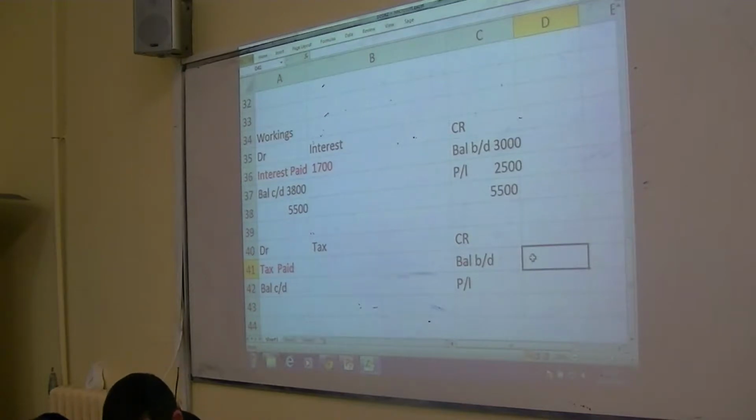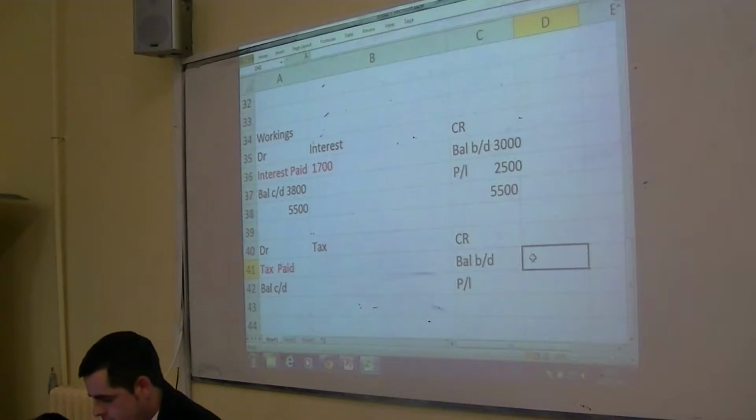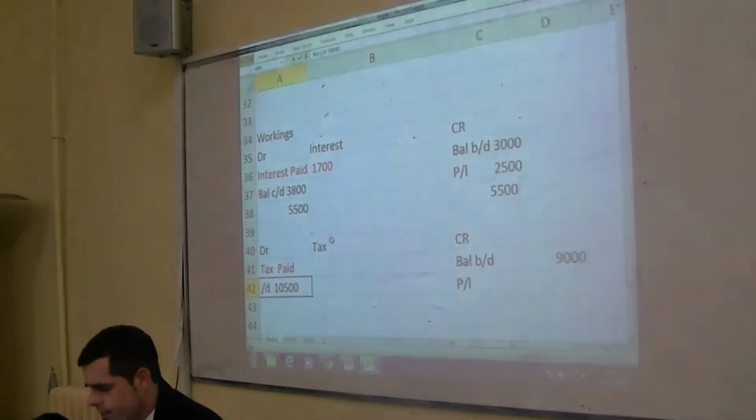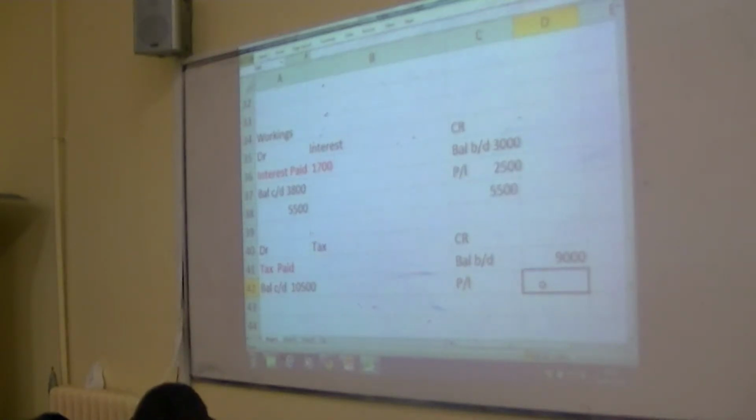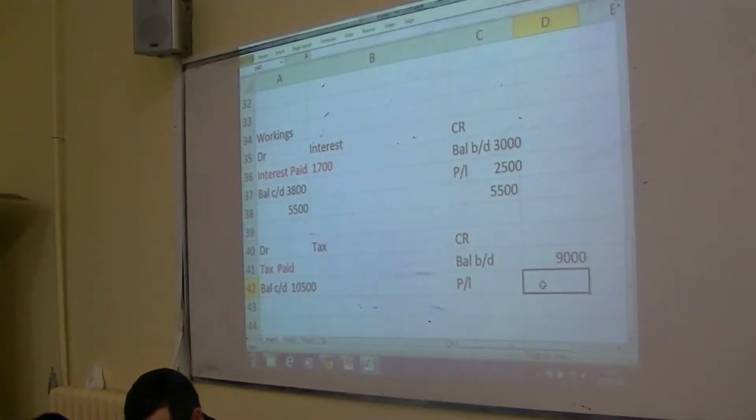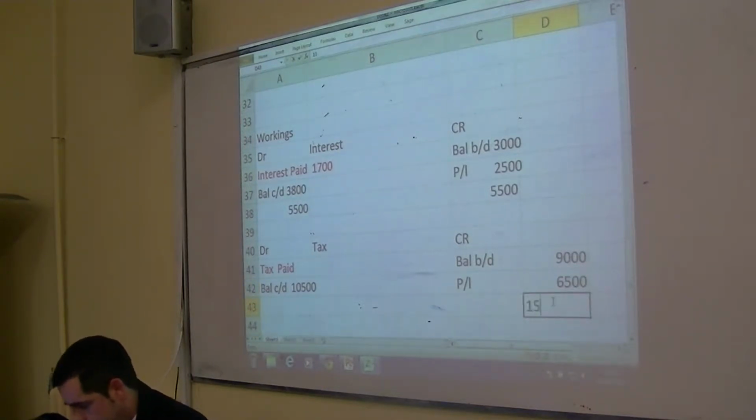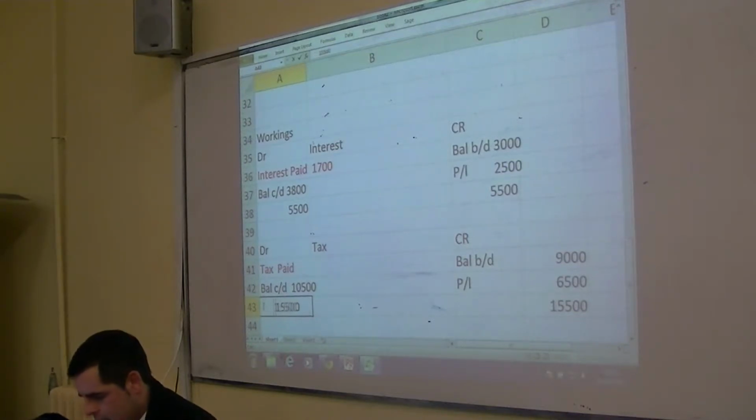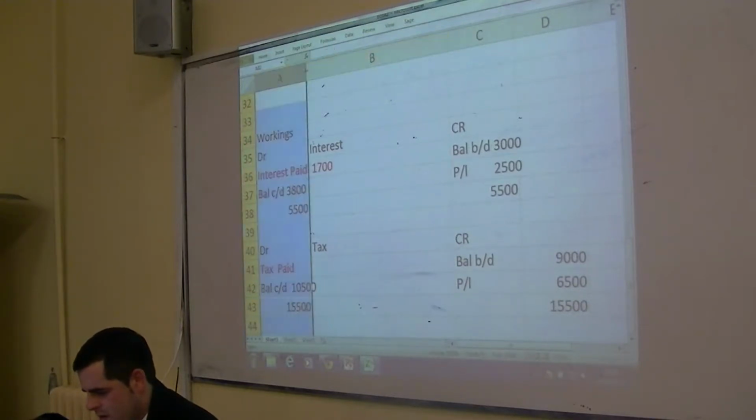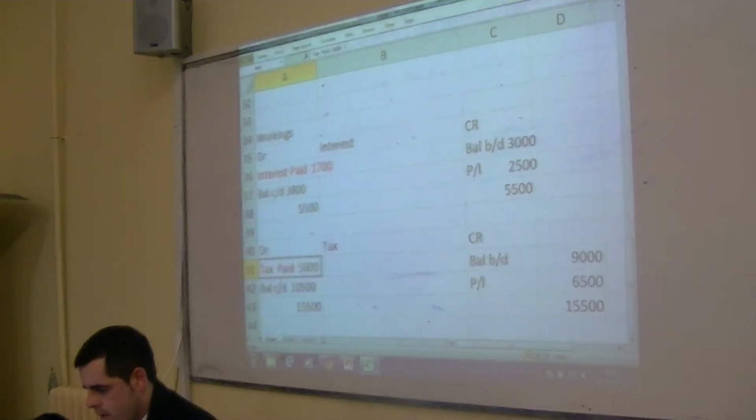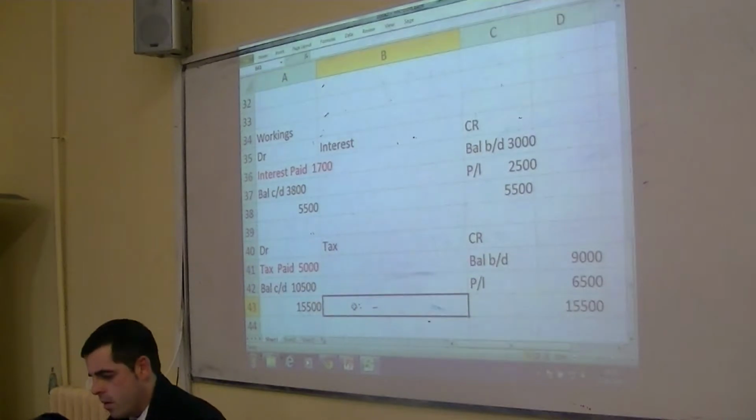Okay, if you look at note 3 again, starting off, tax was 9,000. At the end, tax was 10.5. That's coming from our current liabilities. Inside our profit and loss account, in the note under current liabilities, the second last figure for 2014 is 6.5. So that comes to 15,500. If we balance that off, that's 5 grand, isn't it? Tax paid of 5.